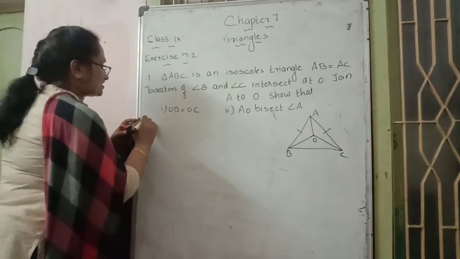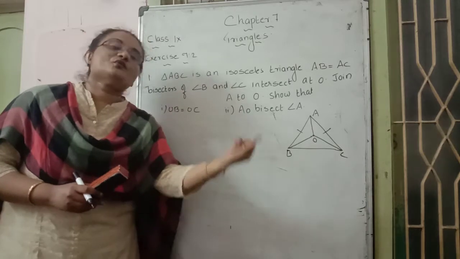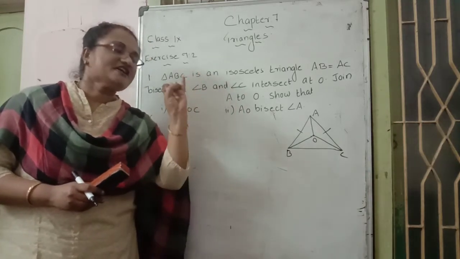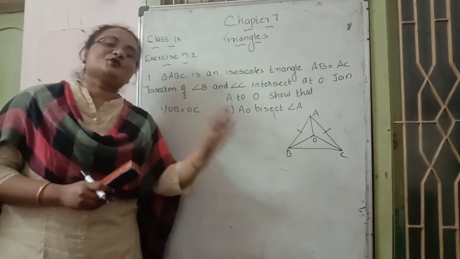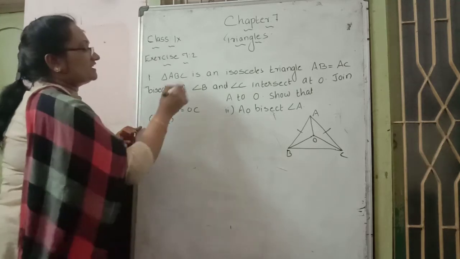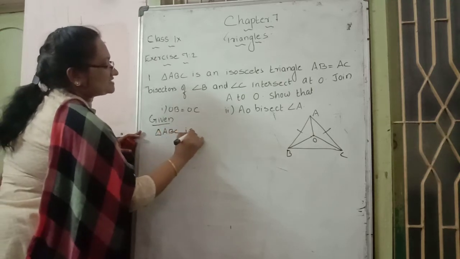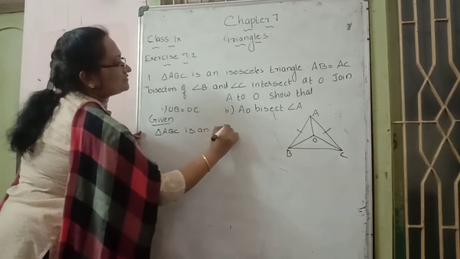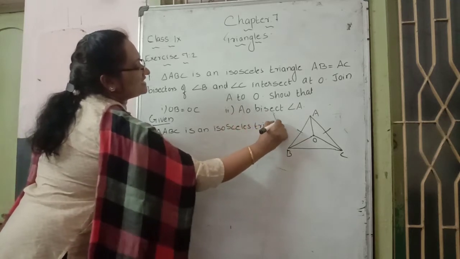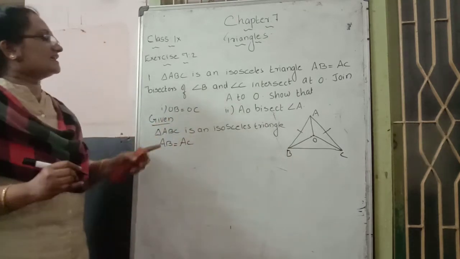For the geometry proof, we want the steps: given, to prove, construction, proof. Here extra constructions are not there, so given, to prove, and proof, three steps are enough. The first step, given: triangle ABC is an isosceles triangle. Which sides are equal? Side AB and side AC are equal.